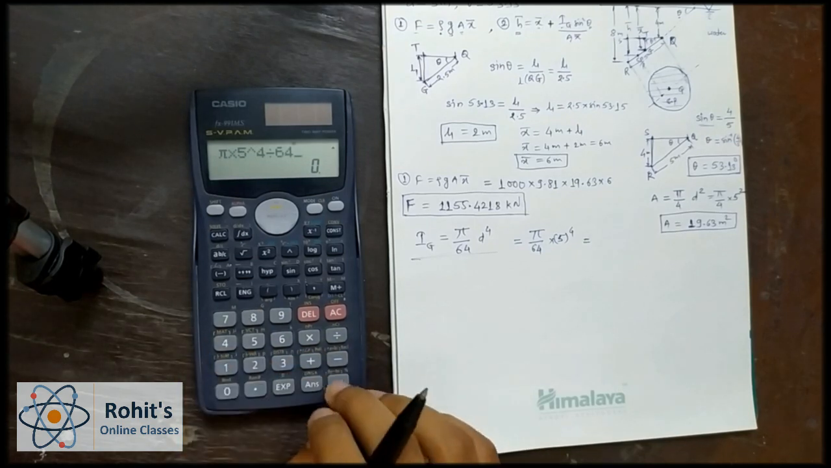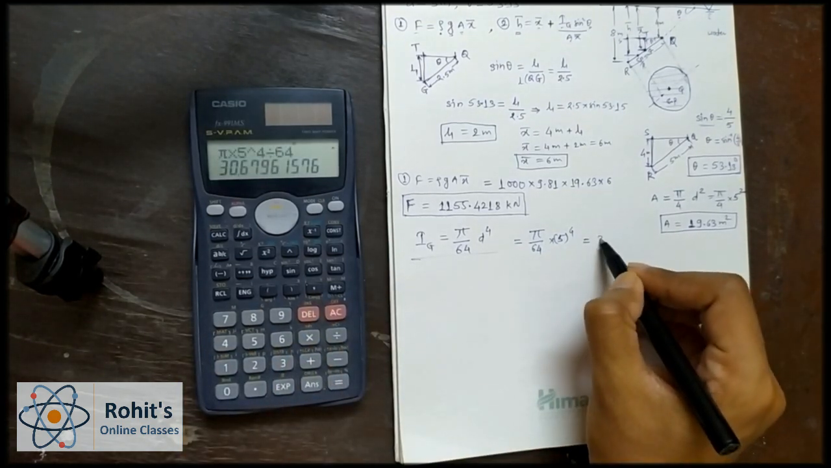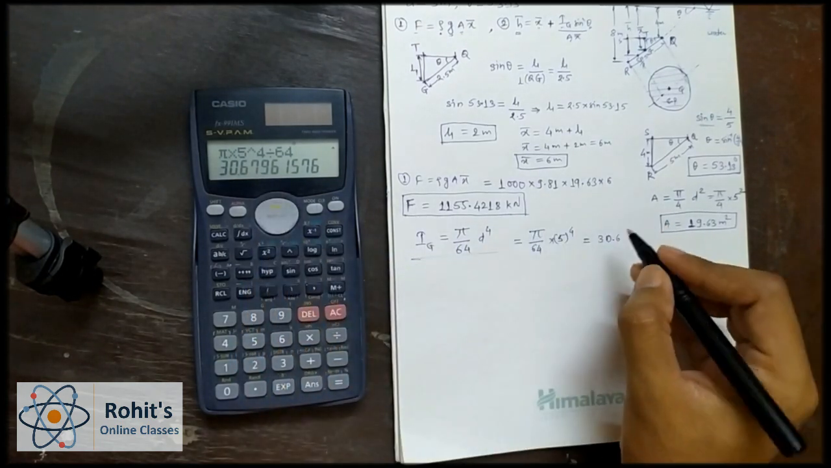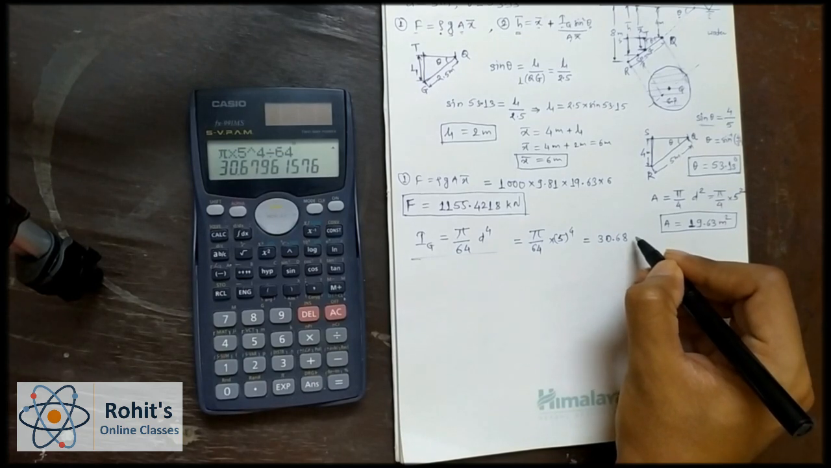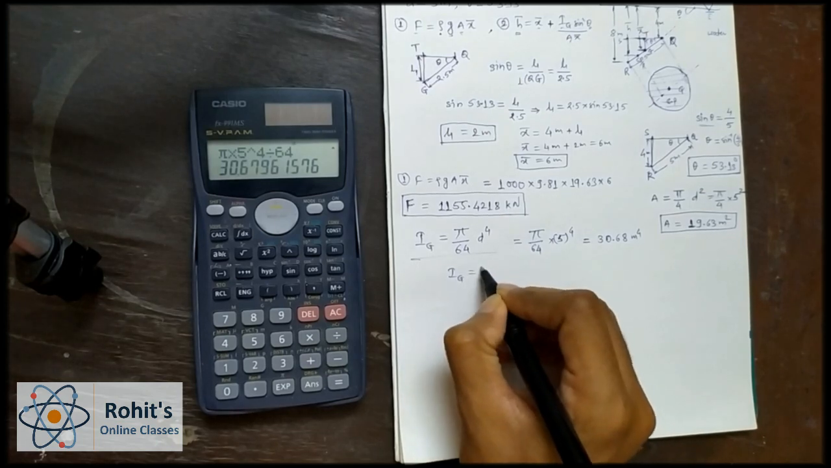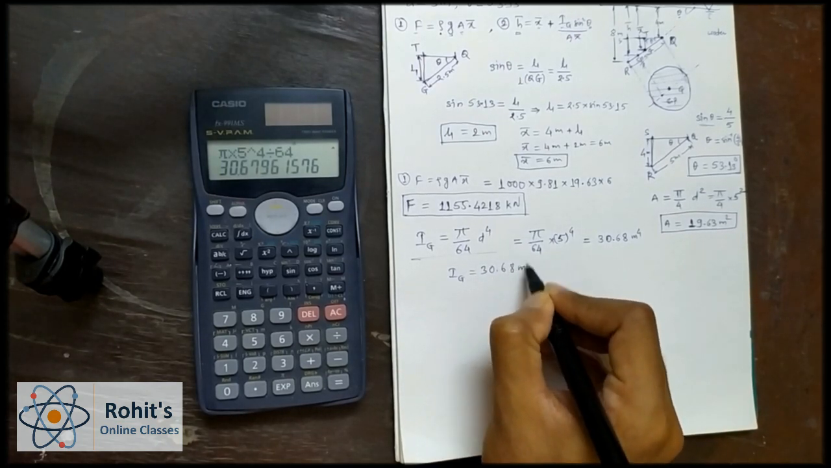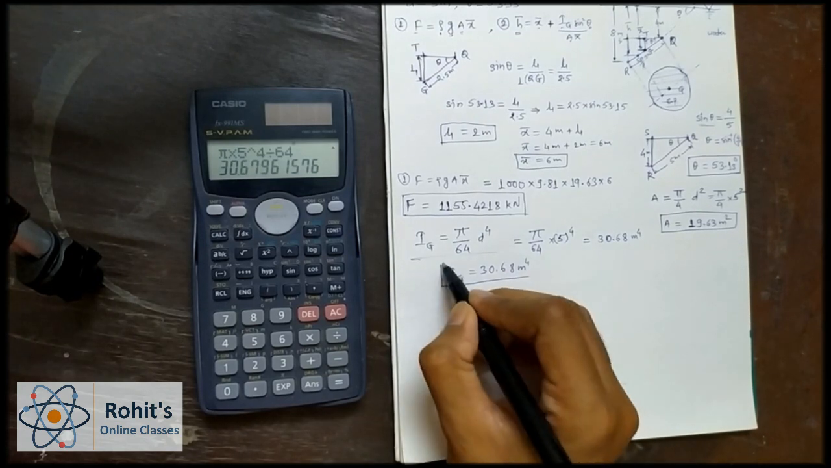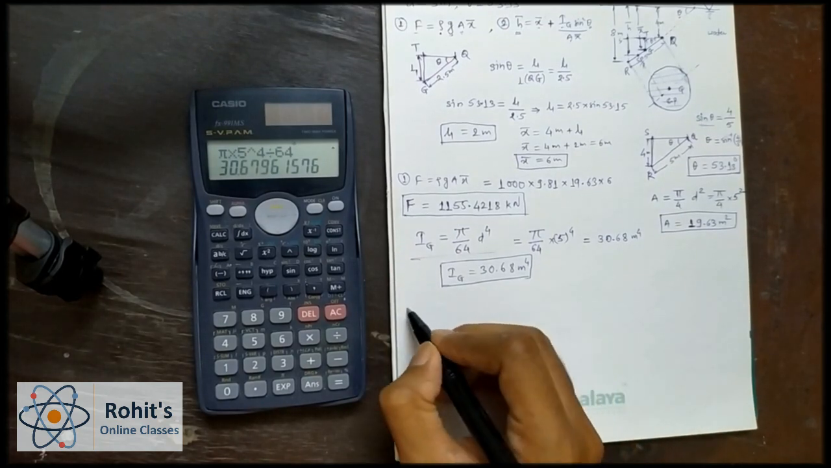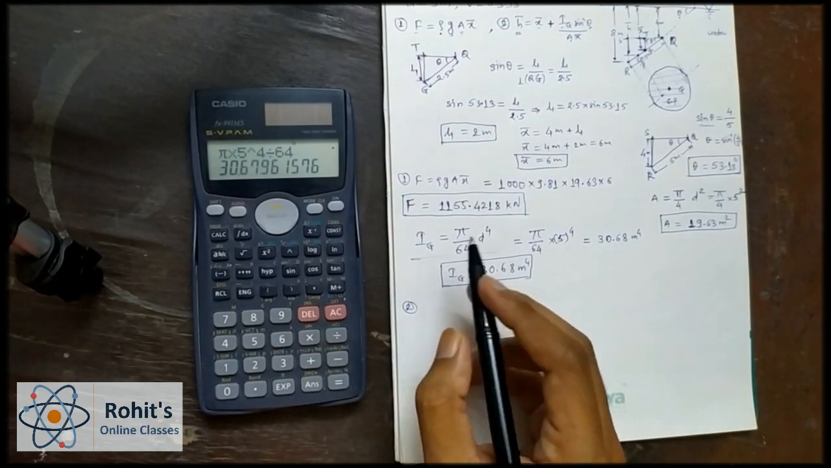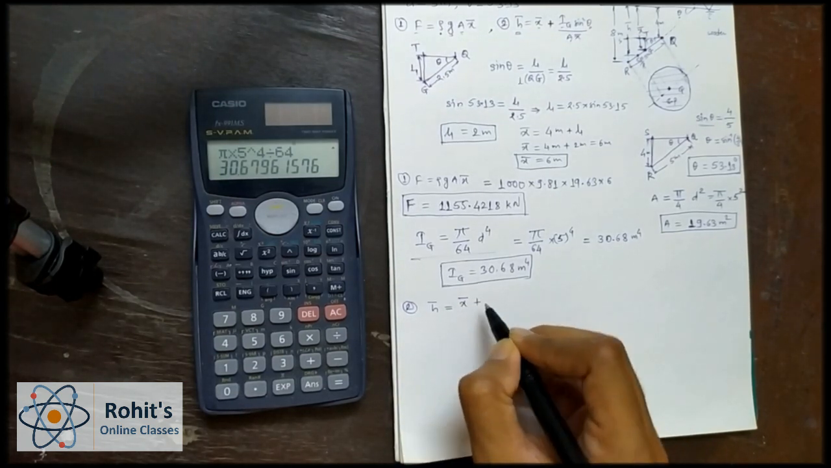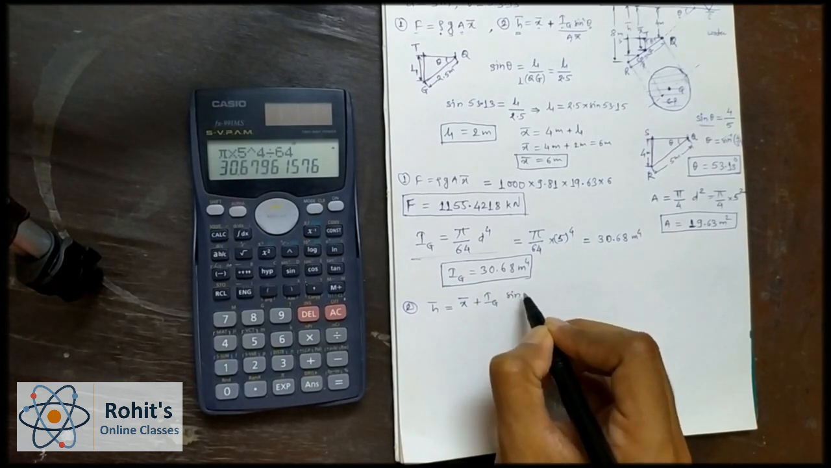So this much is the value of Ig, which is 30.679. I will put 30.68, and the unit is meter raised to 4. So Ig is equal to 30.68 meter raised to 4. Correct. Now we will put these values in our second equation, the equation of h bar, which is equal to X bar plus Ig sine square of theta divided by A X bar.